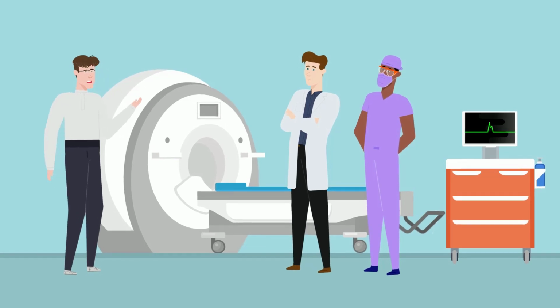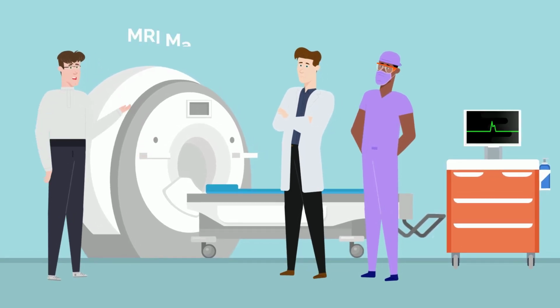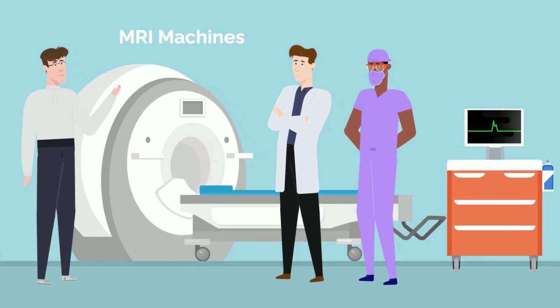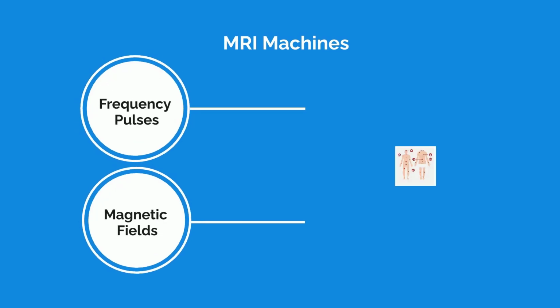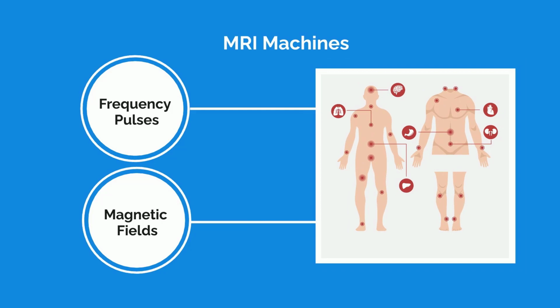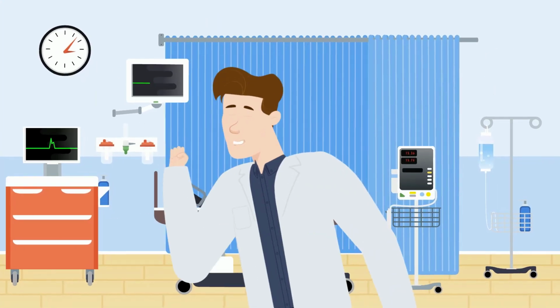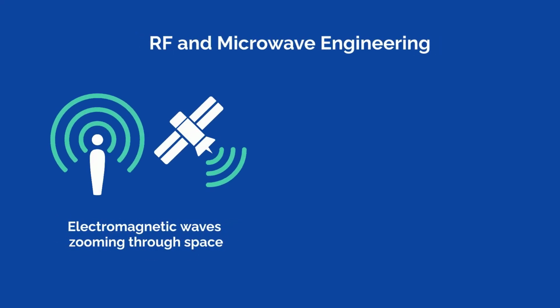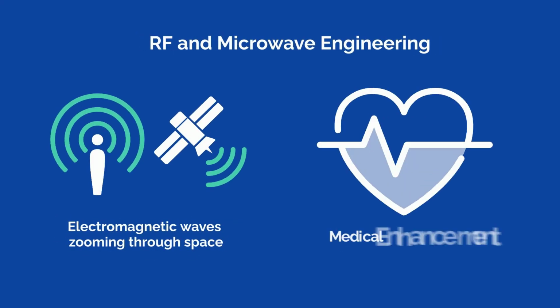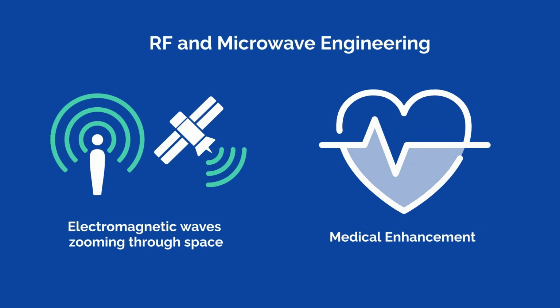These engineers can also be found assisting the medical field, for example, with MRI machines. An MRI uses radio frequency pulses and magnetic fields to generate detailed images of the internal structures of the body, giving medical professionals invaluable insight on their patients. So if you're interested in electromagnetic waves zooming through space or enhancing the lives of countless medical patients, RF and microwave engineering could be the profession for you.